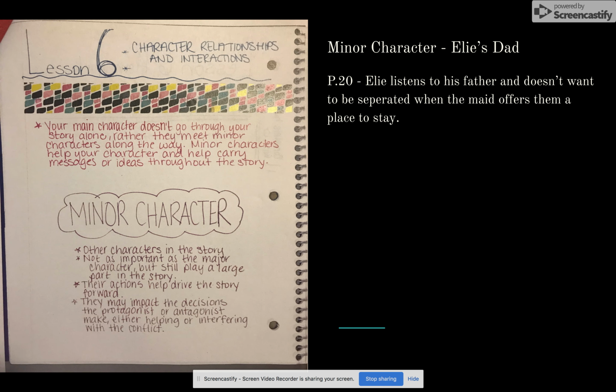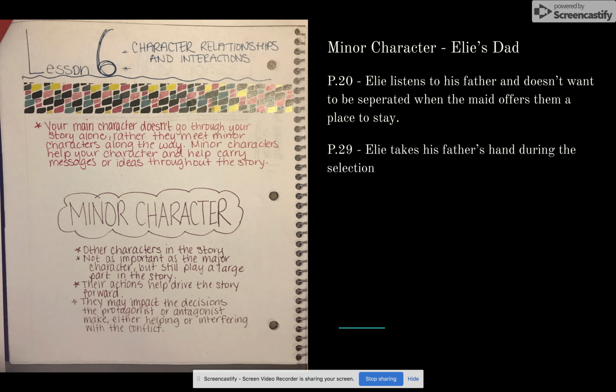So even though they refuse to be separated as a family, I see this being an impact on Eliezer's life. His dad's like, nope, I'm going to stay here with mom and your other little sister, and he doesn't want to be separated. So I can tell that his father has an impact on his life, that he doesn't want to go anywhere without his father.